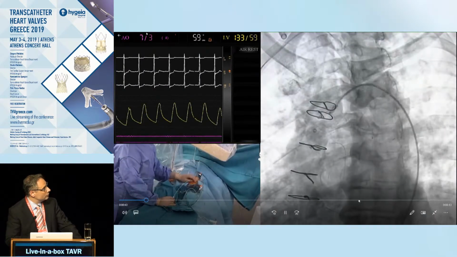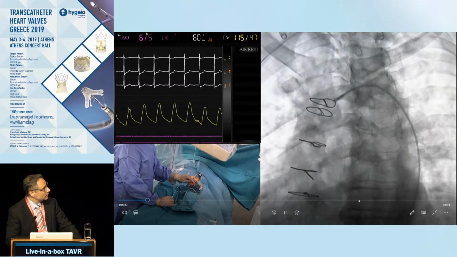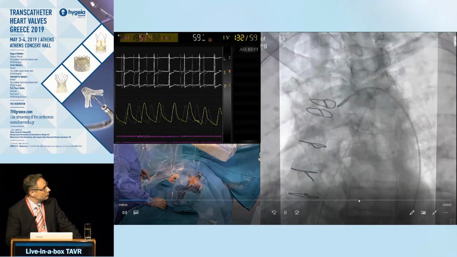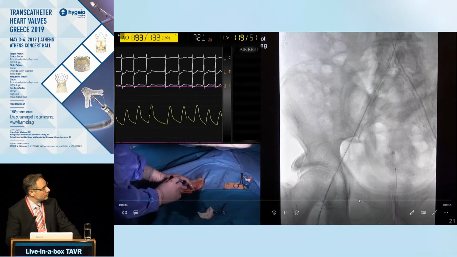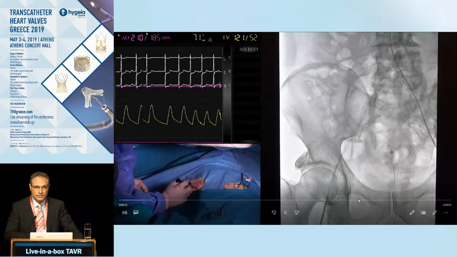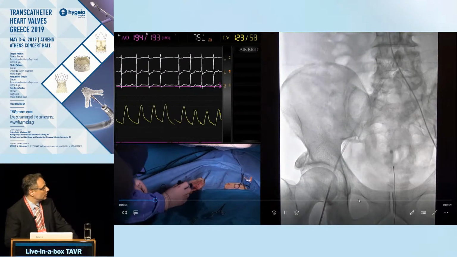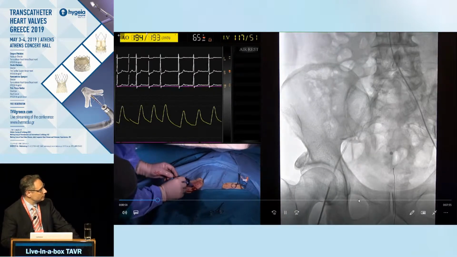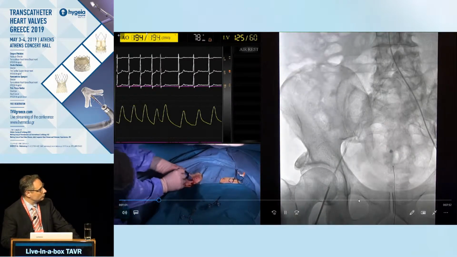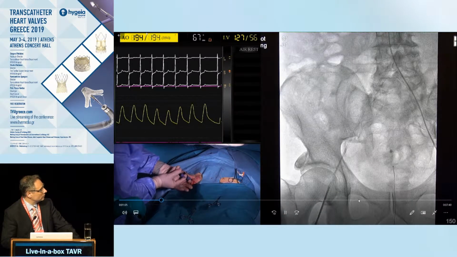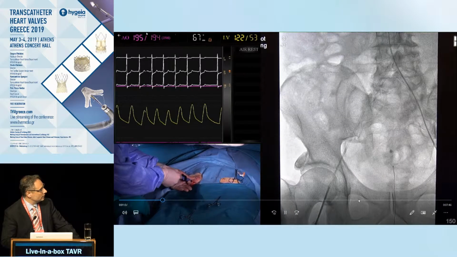And then we introduce a pigtail catheter exactly at the level of the aortic arch. You can see the typical bovine anatomy of the arch with a common origin of the brachiocephalic and the left common carotid artery. Thereafter, we deployed 2 Proglides at 10 and 2 o'clock, respectively, under fluoroscopic guidance.